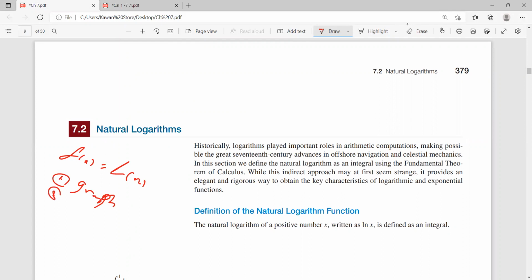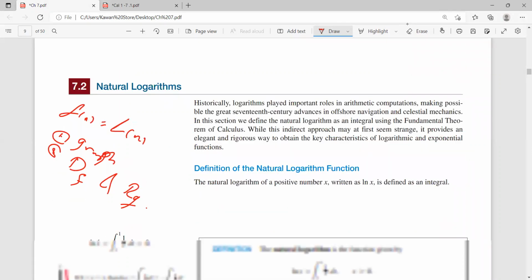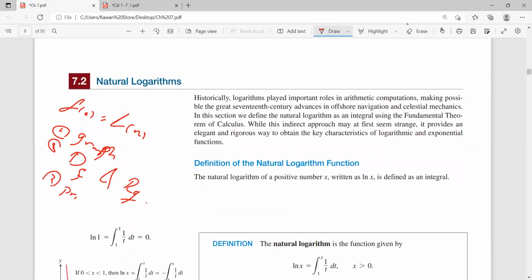The second is the domain of this function and the range of this function. This is the second important thing. The third, properties. The fourth, derivative. The fifth is what? The integral, or how we get the integral. So these are important. I'm going to repeat it for you again.